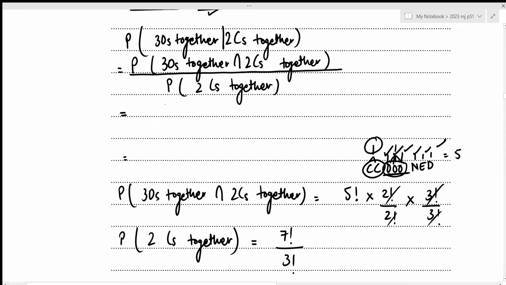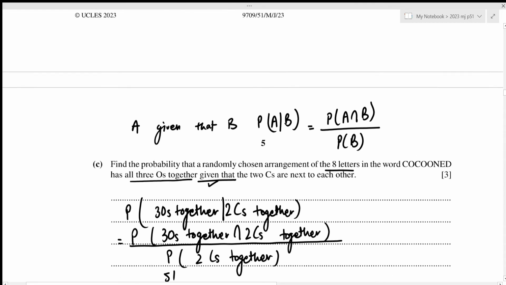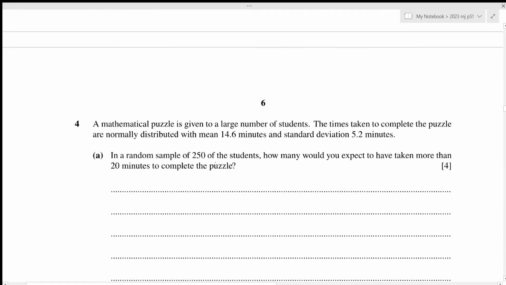So our required probability is going to be 5 factorial divided by 7 factorial divided by 3 factorial. And this results in the value of 120 by 840, which we can write as 1 by 7. Okay, that's all for this part.